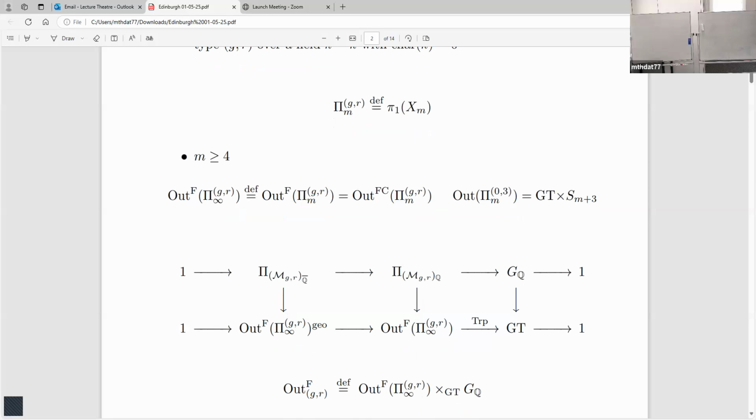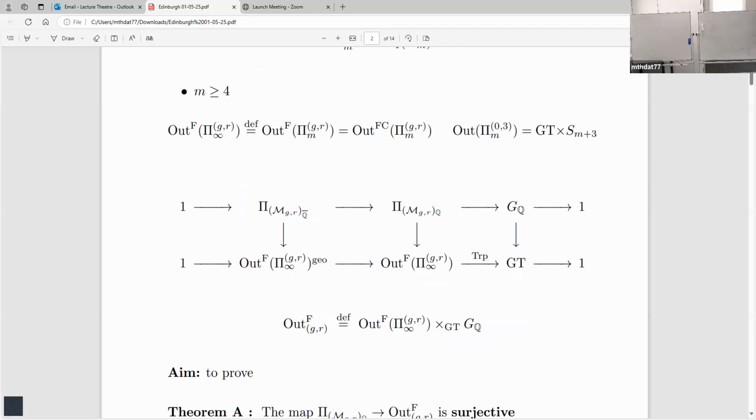And the project that I'm involved in and want to discuss evolves around this picture here. First of all, I want to define this out FGR. This group is a GT group, so it projects onto GT. We don't know that GT is GQ, of course. So we want to use the GQ version of this. I will refer to this as the arithmetic version of out F pi GR infinity, just the base change or the pullback by GQ.